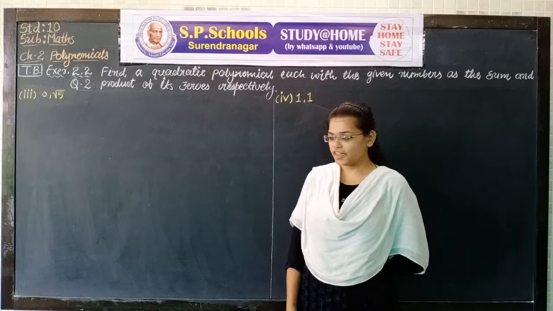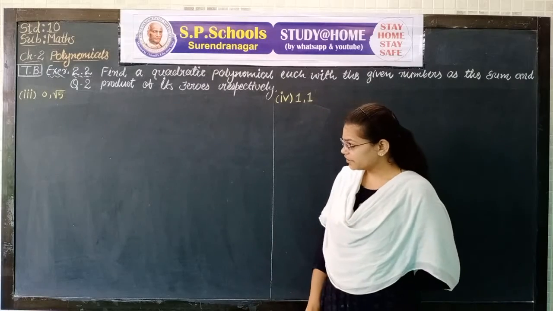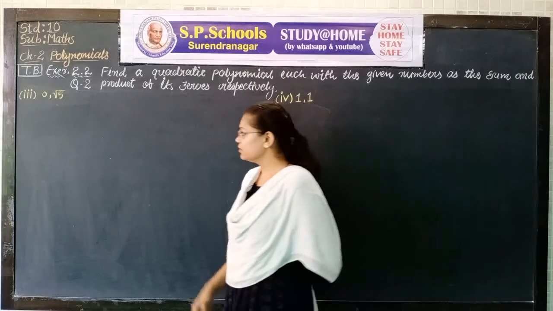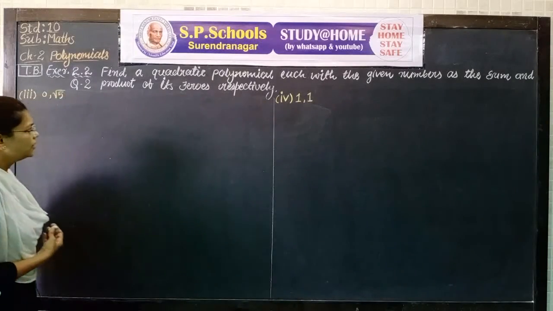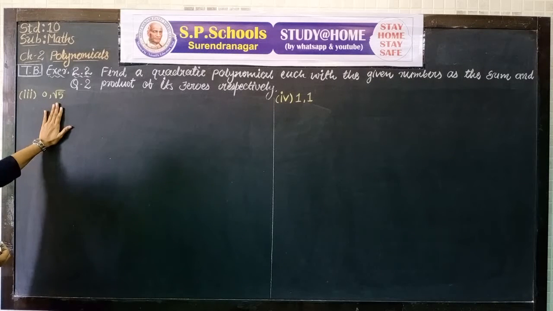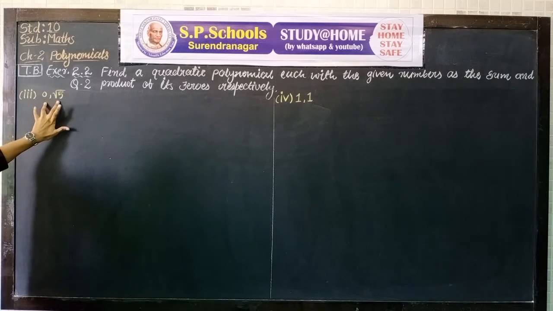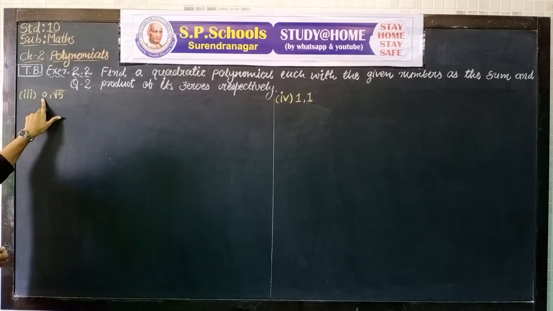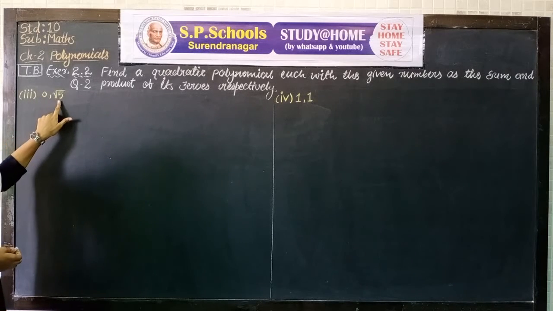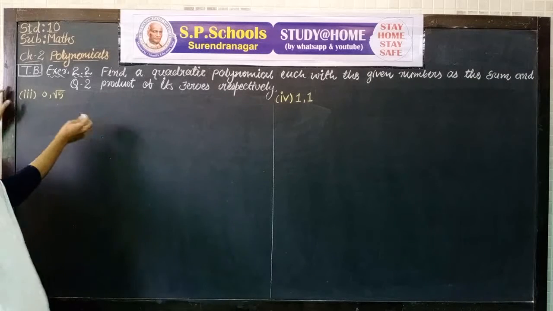Hello students, in the last session we completed up to the second number. Now we go for the third number. The same question is repeated here. We need to find a quadratic polynomial. The two numbers are given. The first number is the sum of zeros and the second number is the product of zeros.